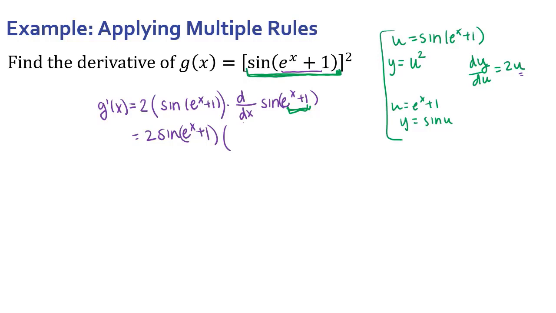So the derivative of the sine function is cosine. And then again, it's with respect to the inside function, times the derivative of our inside function. So that's e to the x. So this whole thing becomes 2 e to the x times the sine of e to the x plus 1 times the cosine of e to the x plus 1.